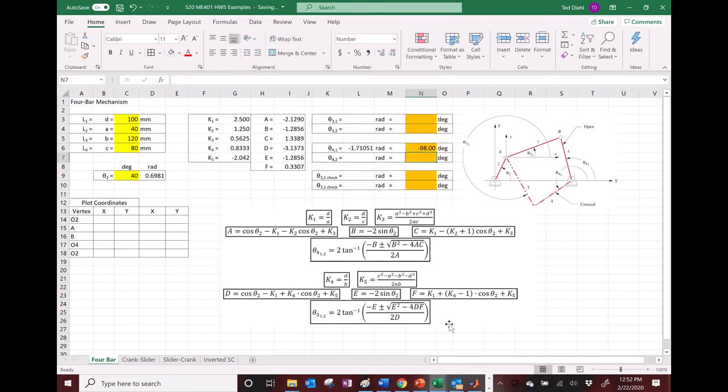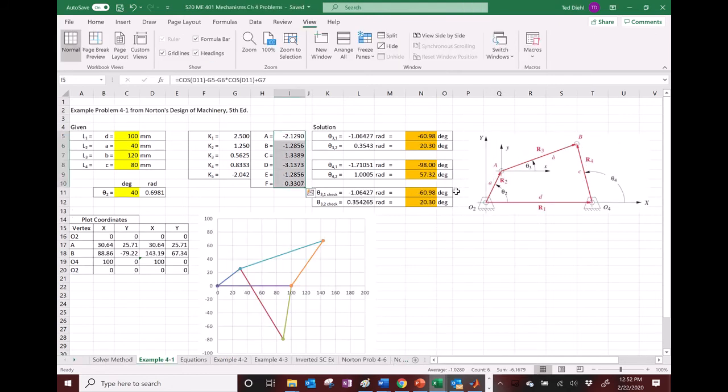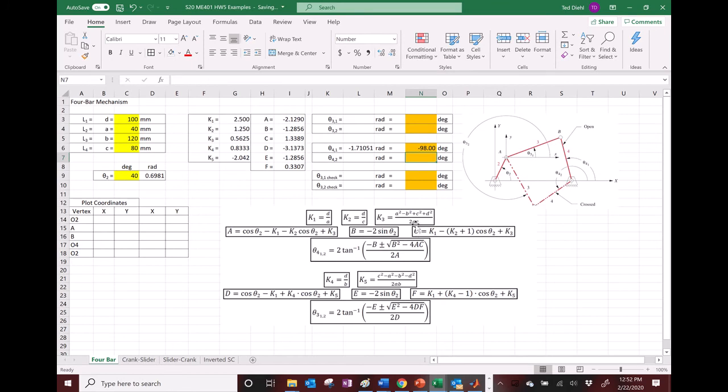Yes, 98 degrees. Let's check it over here. 98 degrees. We got the same thing. That's good news. And then, as you'll recall, we could cheat, come down here, and all we need to do is change that to minus. And you can actually put all those in here to start with.